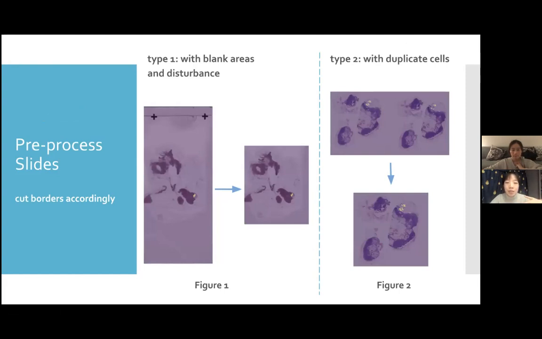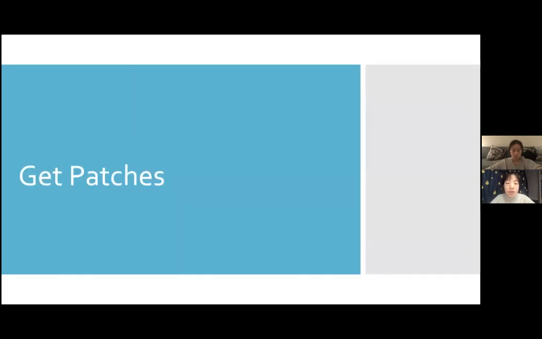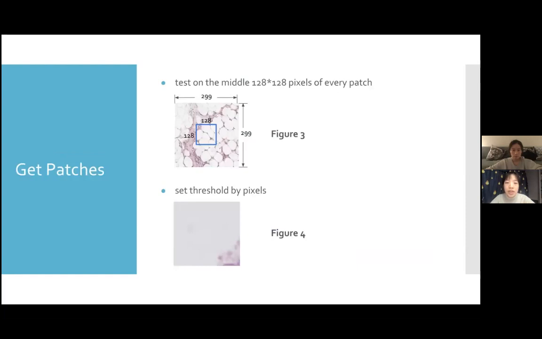For the second type, it has duplicate cells in one slide, and it can result in redundancy in training data. To solve this problem, we cut the borders accordingly before getting patches. We get a patch with 299 square shape and detect the tumor situation within the middle 128 square.